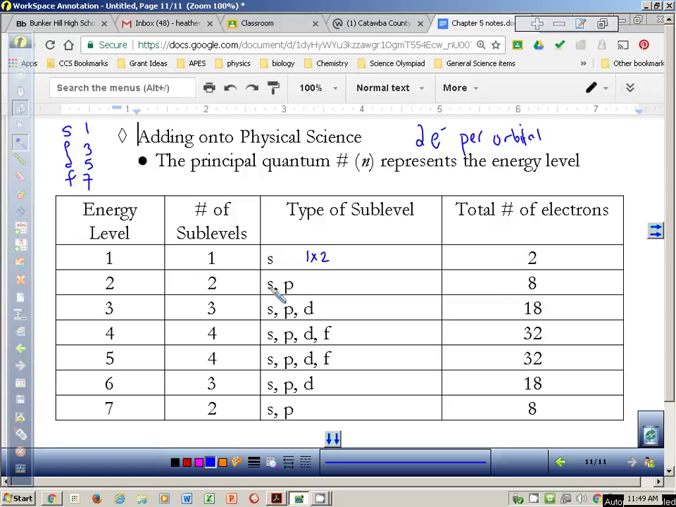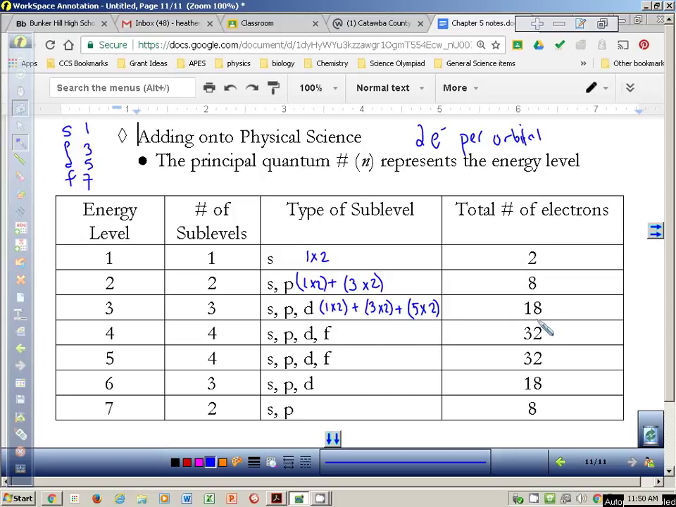All right, let's do that for this one. How many orbitals are in the S? 1 times 2 electrons. Okay. How many orbitals are in the P? 3 times 2 electrons. We'll do the math of that. That's 2 plus 6 is 8. Well, this one's going to be the same. 1 times 2 for the S. 3 times 2 for the P. Plus, we're going to add D to it. D has 5 with 2 each. So that's 8 plus 10 is 18.